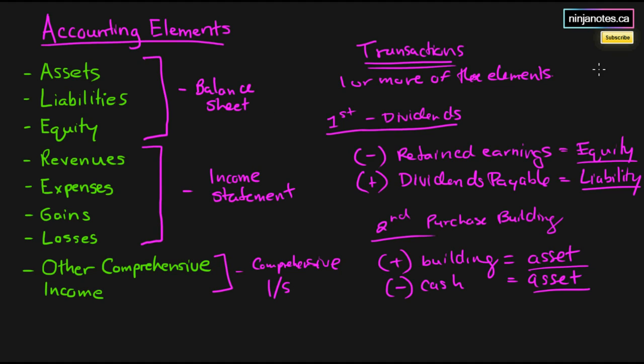Okay, so essentially that was the idea of the tutorial. I just wanted to explain the elements and how there's only 8 of them and how all accounts can be sorted into these different accounting elements. And in the next tutorial I'll actually define what assets, liabilities, revenues, expenses, gains, losses, and all of this stuff actually is.